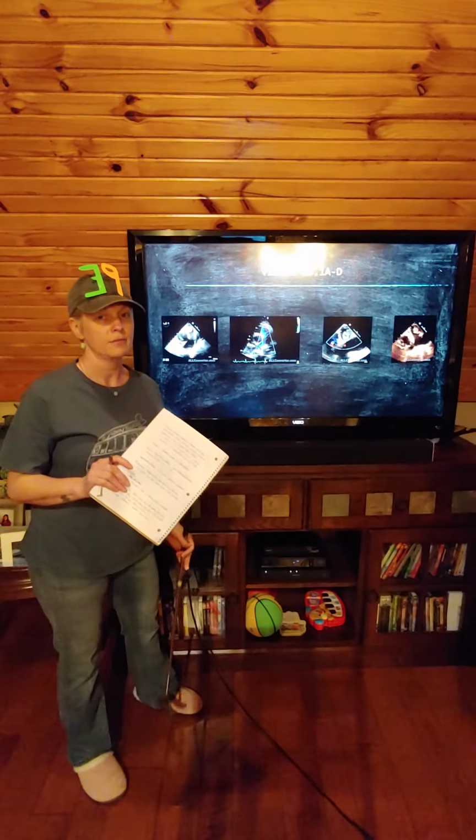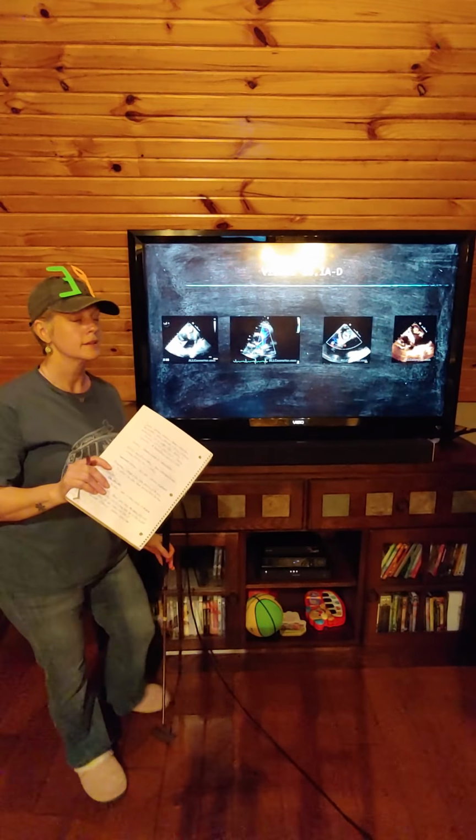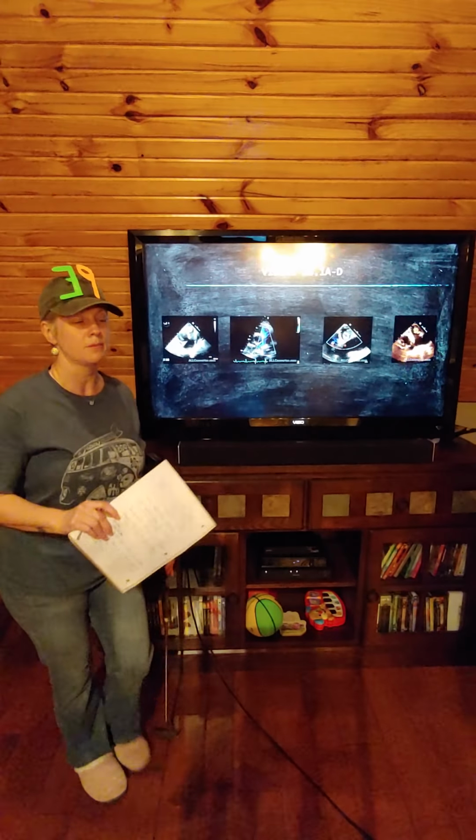You can't see that I have my Christmas tree up still. I was gonna hopefully have that in the camera, but it was too wide of a shot, so don't judge me, but I still have my tree up.